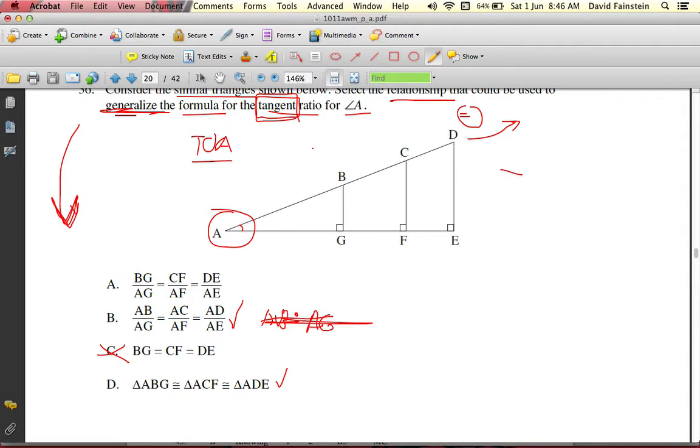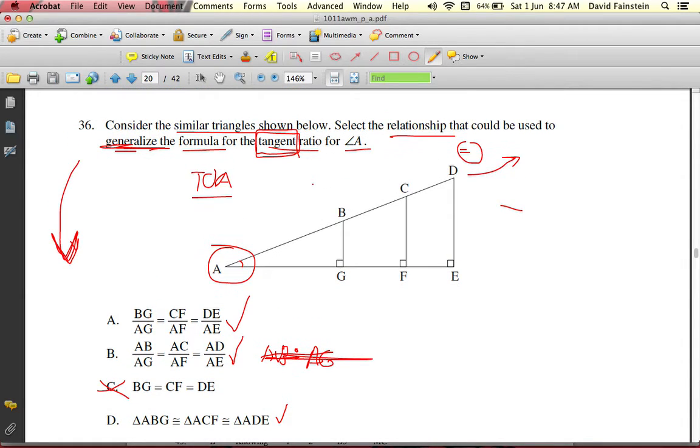BG over AG, CF over AF, and DE over AE. Well, all those seem the same too. The ratios will divide out evenly, because as this triangle gets bigger, this line is longer too. So we can reason that each of these ratios will be the same, and these triangles are similar. So we have three answers that all seem kind of correct.